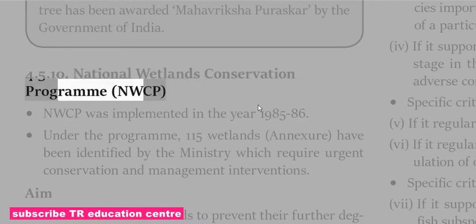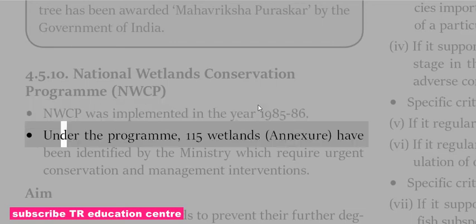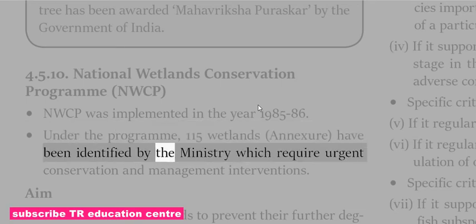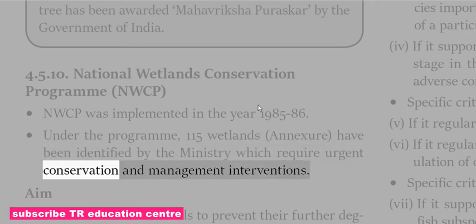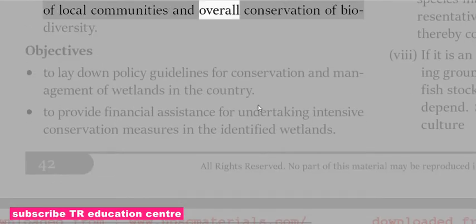National Wetlands Conservation Program, NWCP. NWCP was implemented in the year 1985-86. Under the program, 115 wetlands have been identified by the ministry which require urgent conservation and management interventions. Aim: conservation of wetlands to prevent their further degradation and ensuring their wise use for the benefit of local communities and overall conservation of biodiversity.